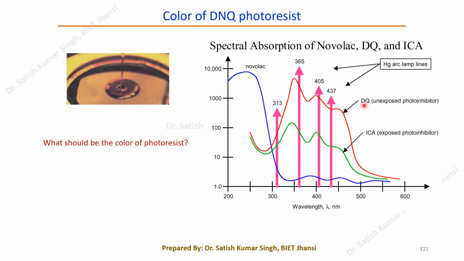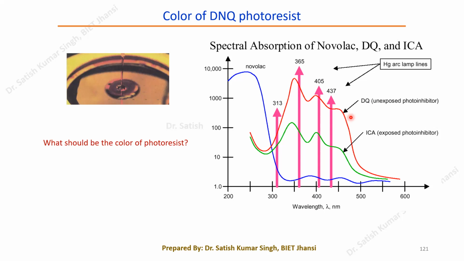So what is our DQ? In this DQ, what happens is diazoquinone. This diazoquinone, you can see that its absorption is very high for these particular wavelengths. It means that whenever we are exposing light having a wavelength of 365 nanometers, or 405 or 375 nanometers, at that time all the light is getting absorbed by the DQ.